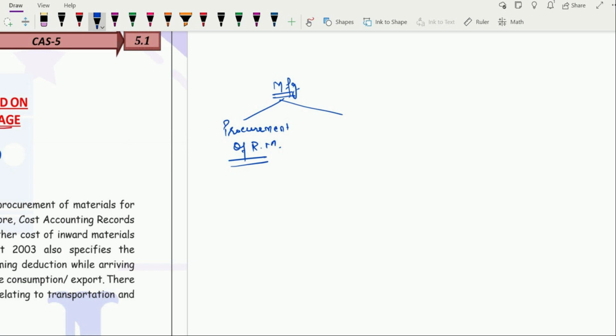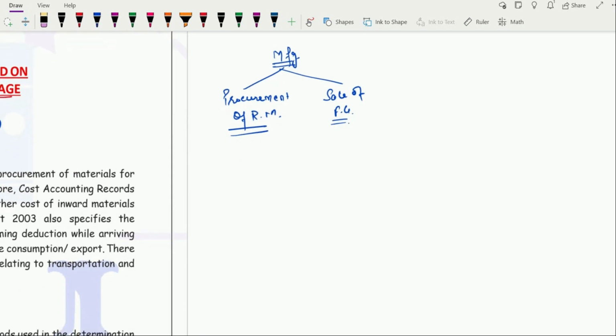The second element is the sale of finished goods. Now, why are you manufacturing the finished goods? To sell those goods, isn't it? You have to sell those goods. That is why you are into manufacturing. Now, in both the events, when you are procuring the raw material from a supplier, there will be a transportation cost. And here also, when you are selling the goods, there will be transportation cost.